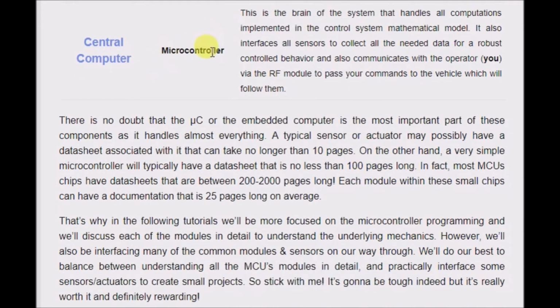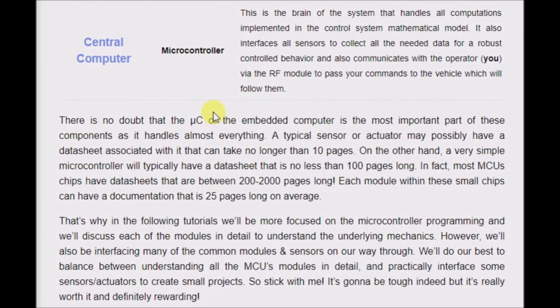Central computer, microcontroller. This is the brain of the system that handles all computations implemented in the control system mathematical model. It also interfaces with all sensors to collect all the needed data for robust controlled behavior, and also communicates with the operator, you, via the RF module to pass your commands to the vehicle, which will follow them. There is no doubt that the micro C, or the embedded computer, is the most important part of these components, as it handles almost everything.